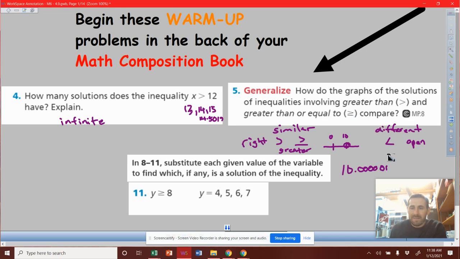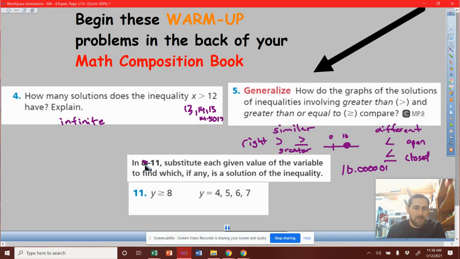And what makes it different to have the greater than or equal to symbol is the fact that it's a closed dot. And if it's a closed dot, that means that the number could actually equal 10. It could be 10 and anything greater than 10. Okay? So that's a quick list of the similarities and differences.